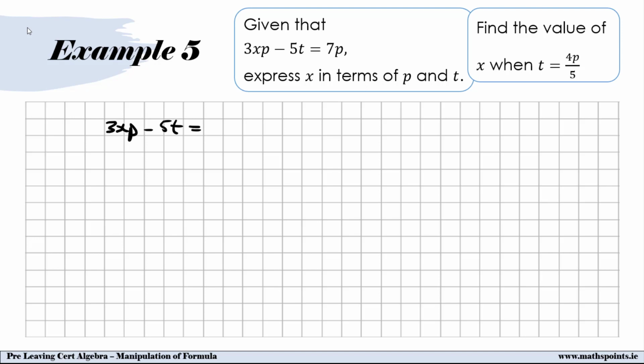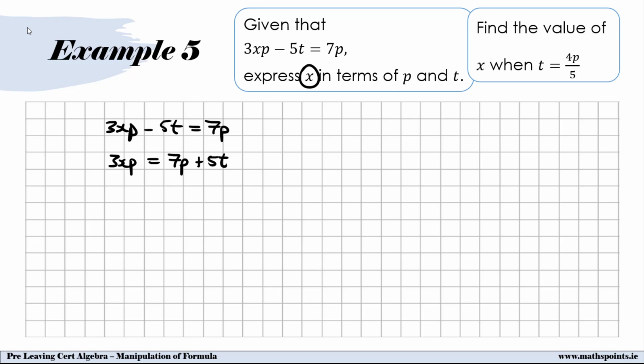So example 5 is similar to an example we've seen previously, but just with an additional substitution step at the end. So the initial part of the question is to get x by itself. So we want to express x in terms of the other letters in the question, p and t. So I'm going to keep the 3xp on the left hand side, and I want to get rid of the minus 5t, so I have to add a 5t to both sides. So we get equals 7p plus 5t.